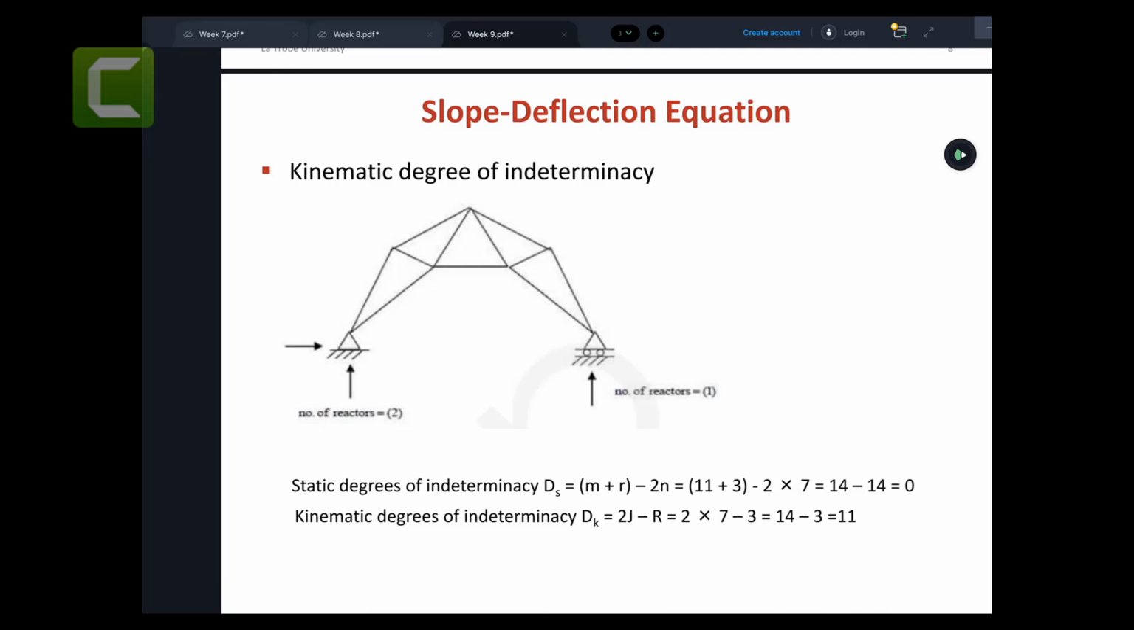The 11 means that these points can have displacements in x and y. So this is 1 and 2. This joint can displace as well, 3 and 4. This one as well, 5 and 6, 7 and 8, 9 and 10, and there is one more, 11, here. So the 11 represents a total of 11 unknown displacements in the system. That's the representation of the kinematic degree of indeterminacy. Static degree of indeterminacy represents how many more unknown forces you have than equilibrium equations. Kinematic degree of indeterminacy represents how many possible displacements you have in the system.